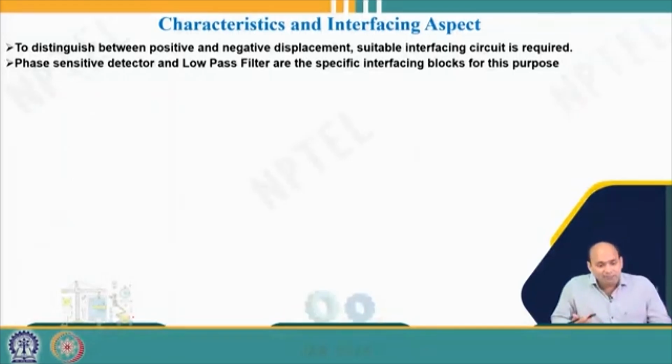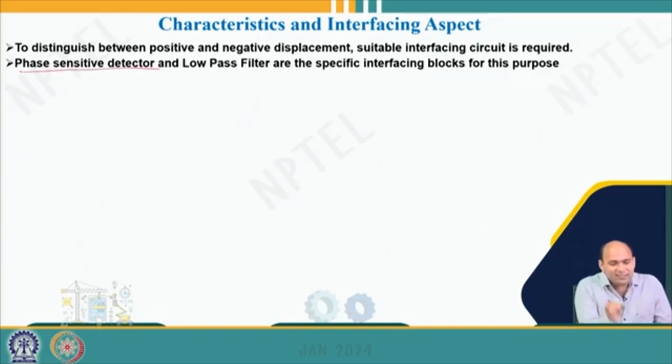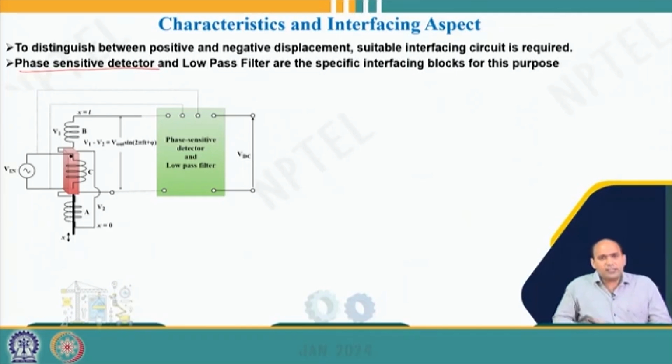In order to achieve this directional sensitivity measurement, we have to use a phase sensitive detector. That is one of the most important signal conditioning elements for LVDT, is not it? And of course the low pass filter is required to smoothen the output and to get the DC output. Now let us look at how the typical operation happens over here.